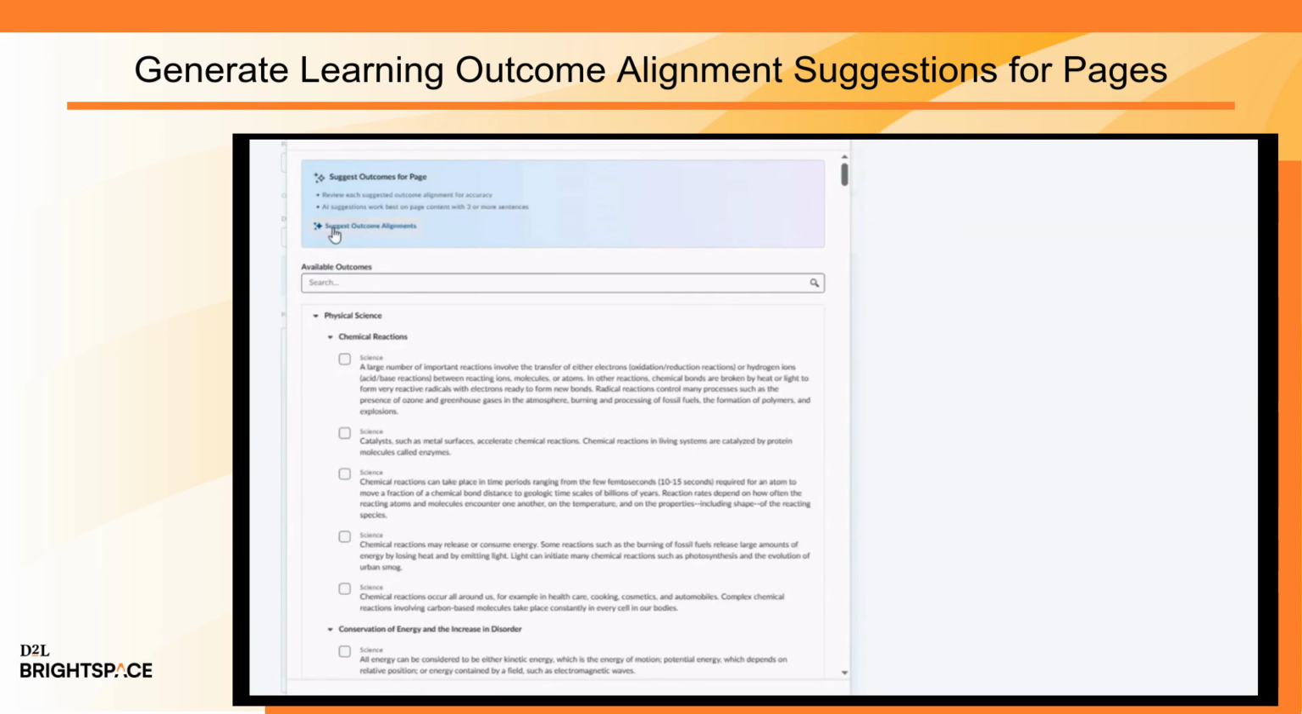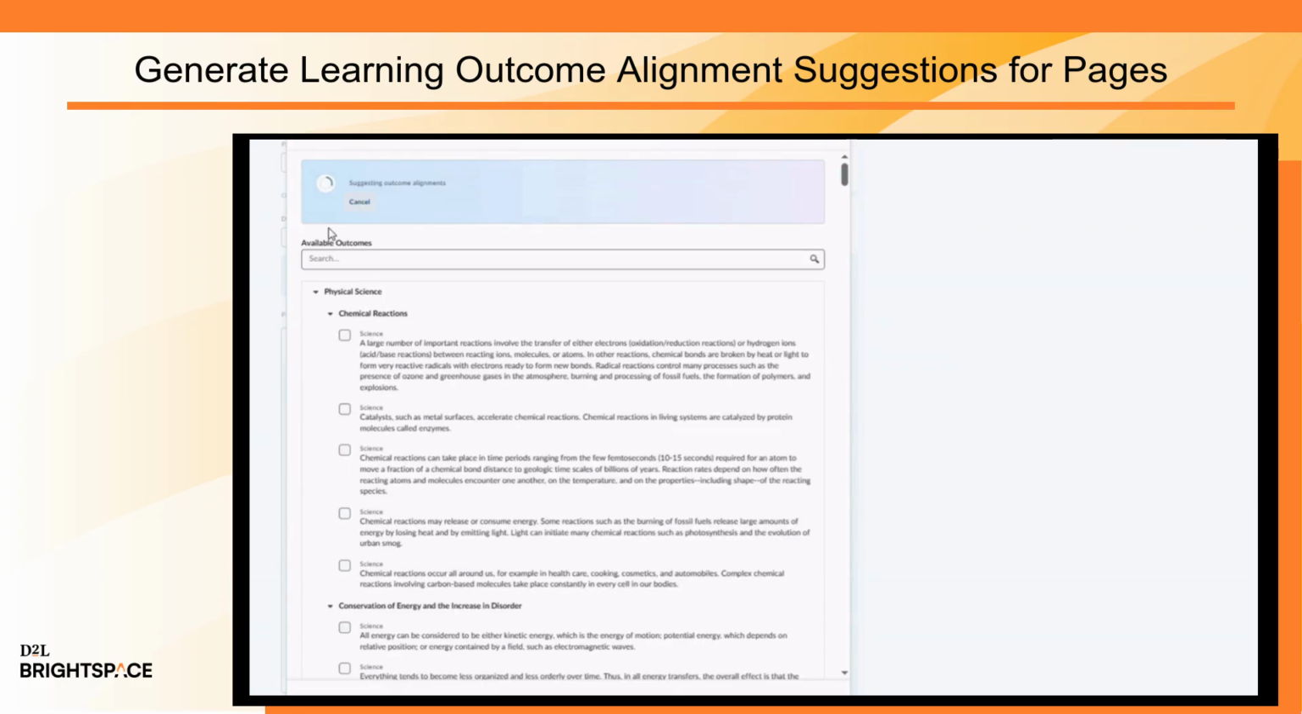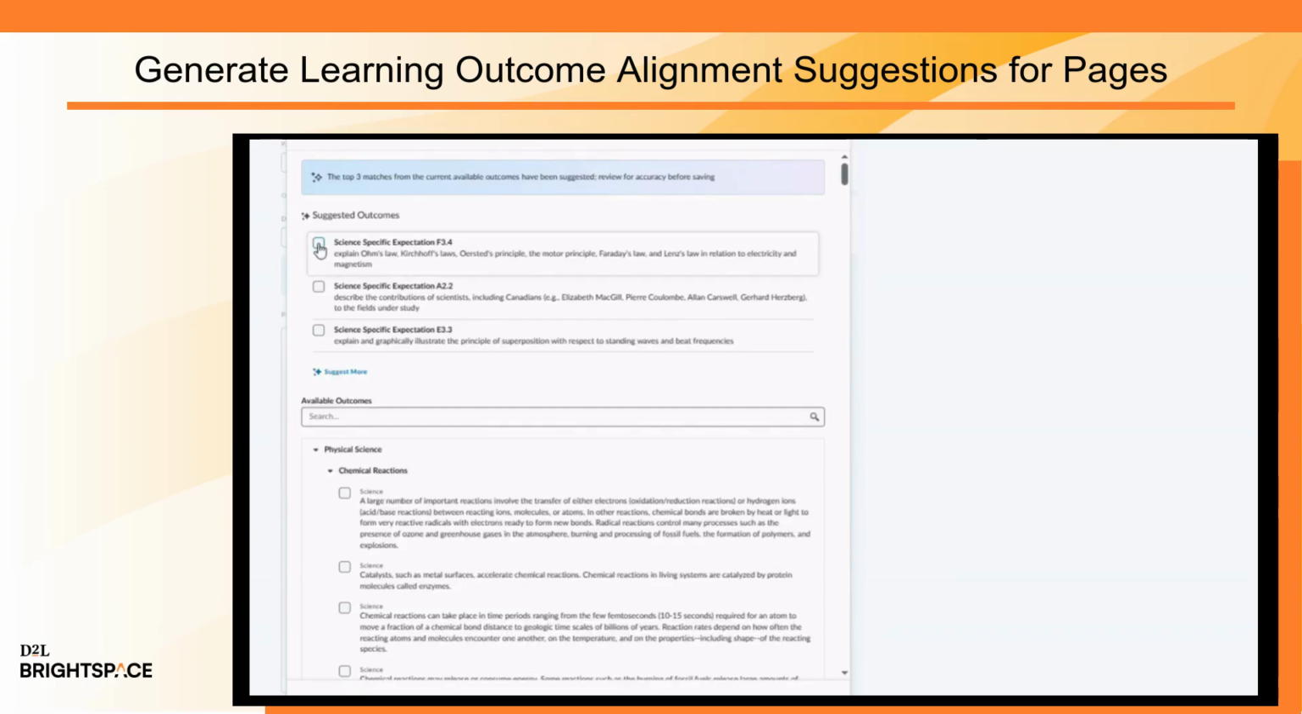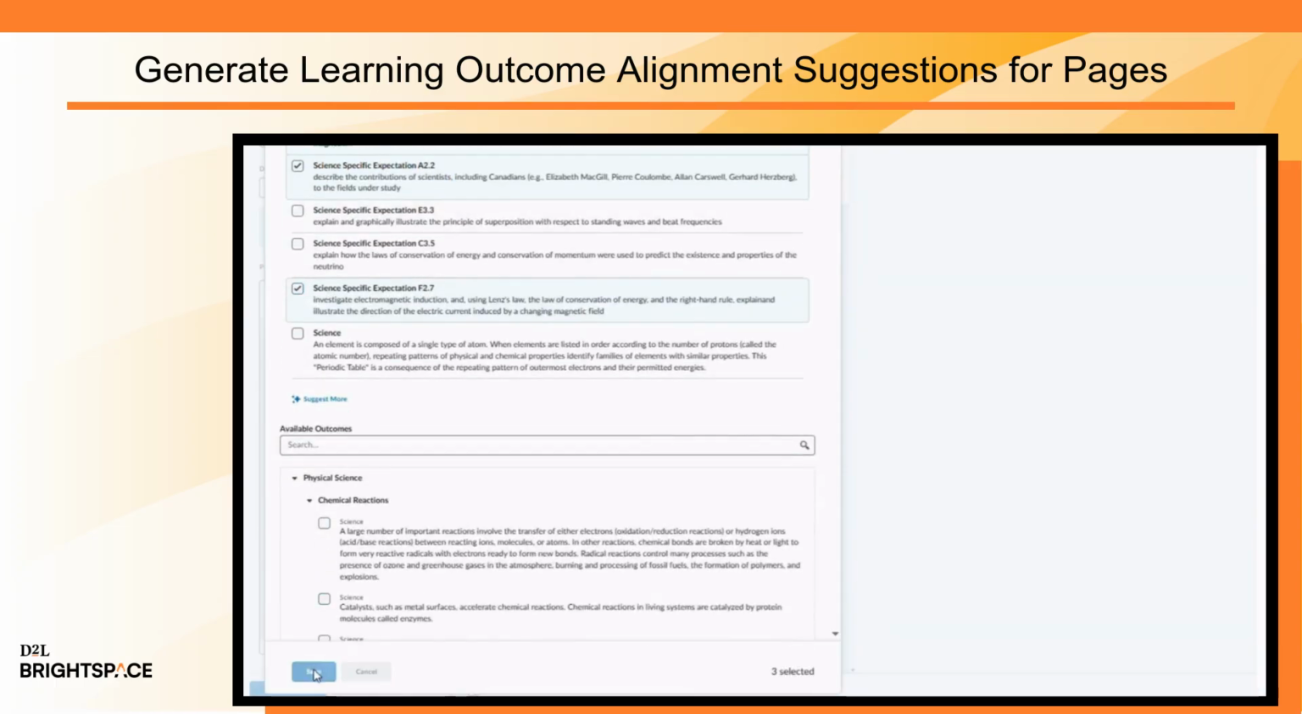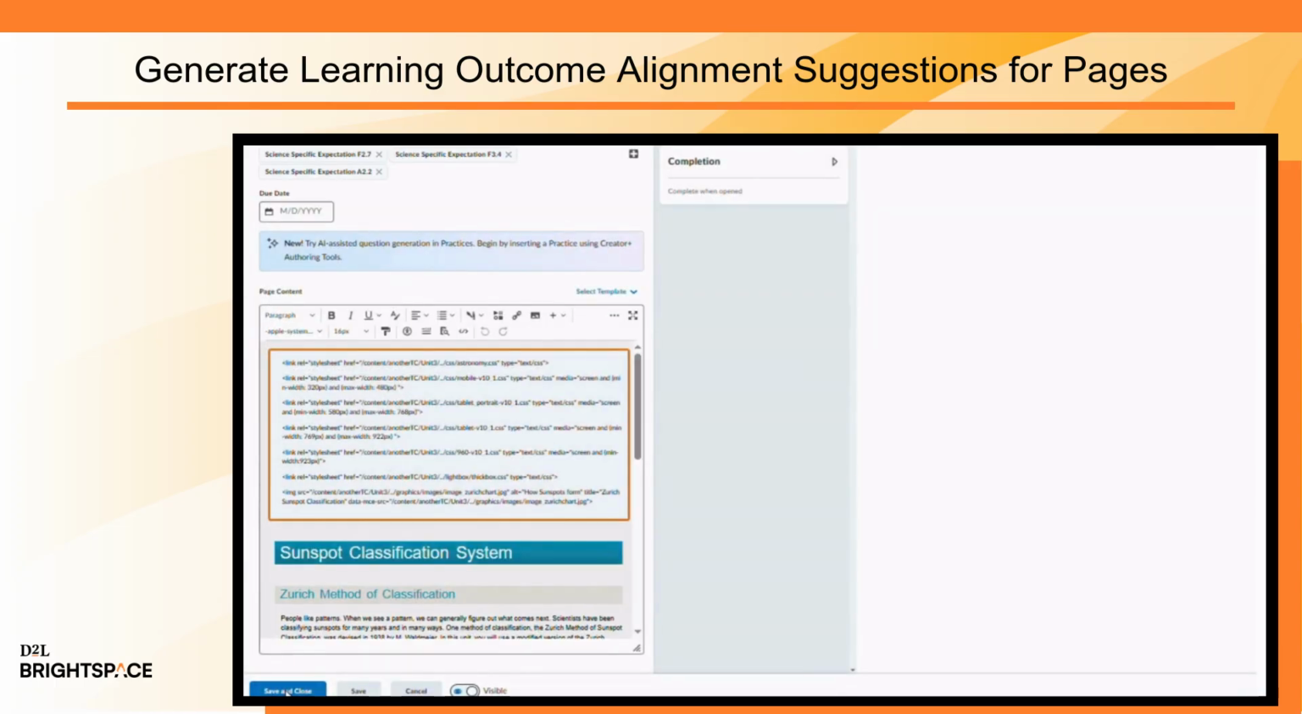Select one or more of the 3 suggested standards. Click Suggest More to generate additional suggestions. Click Save, then click Save and Close.